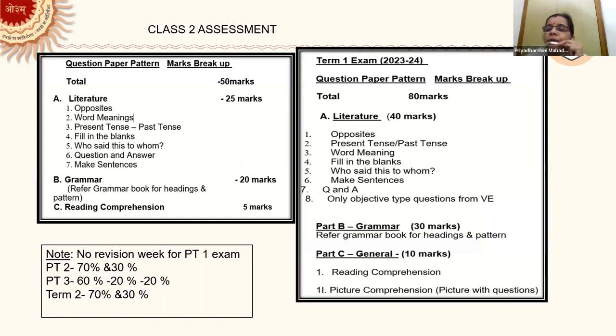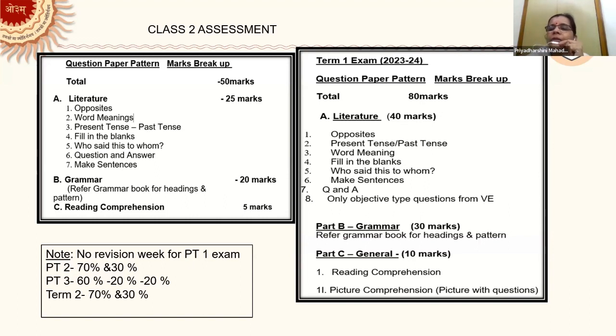So only objective type questions to be given from value education reader, because descriptive type questions we are giving them from the literature part. So focus only on objective type. Either it can be fill in the blanks or match the following or choose a correct answer, say true or false. Those type of questions you can give from value education. Then the pattern is given there for literature.